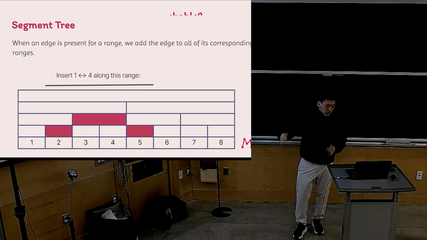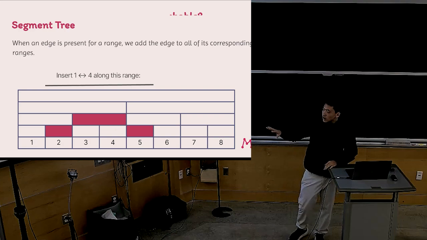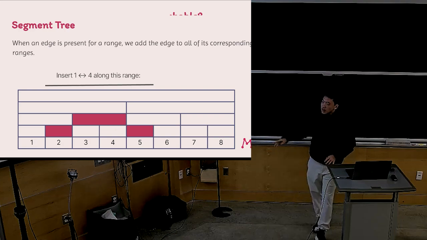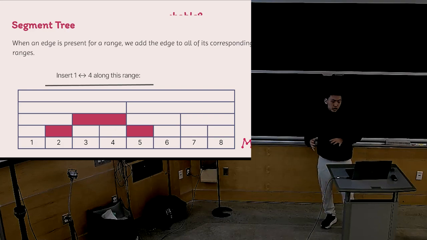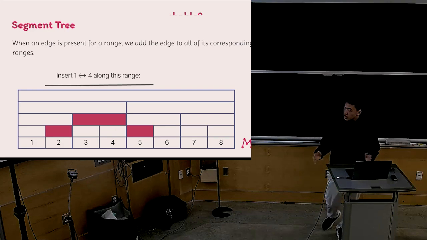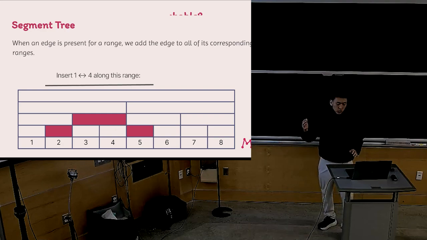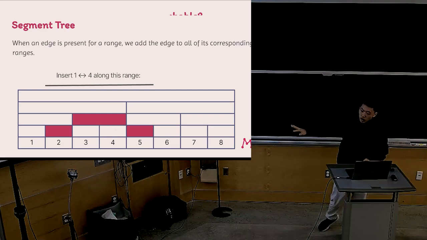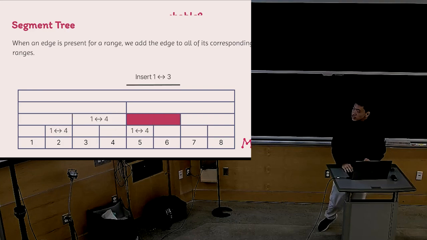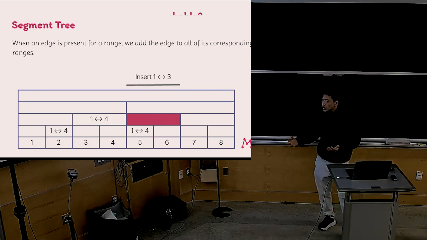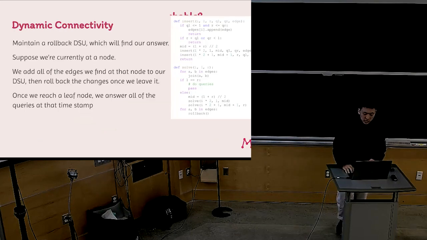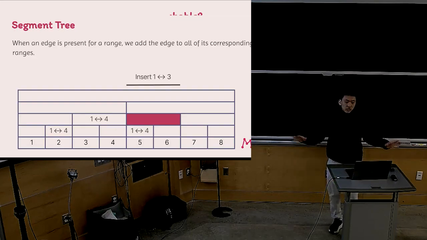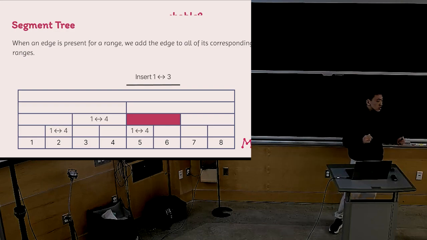Well, what you would do is you would go down the segment tree until you reached the magenta blocks, and within those blocks you would find the answer and then combine it with your previous answers to get the overall answer. Here, what we're doing is we just insert 1 to 4 into all of these magenta blocks. And similarly, for a different edge, like 1 to 3, we can add it to its corresponding block. Does everyone understand how we can add these edges so far?